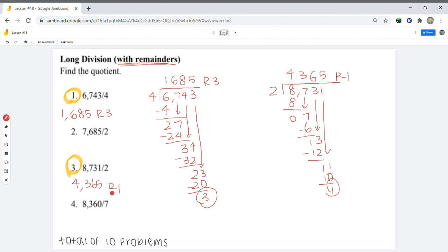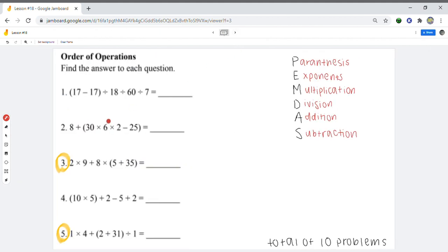So I just breezed through it, and I'm pretty sure you can do the rest as well. So now the third section, it'll be order of operations, and we're going to find the answer to each question.